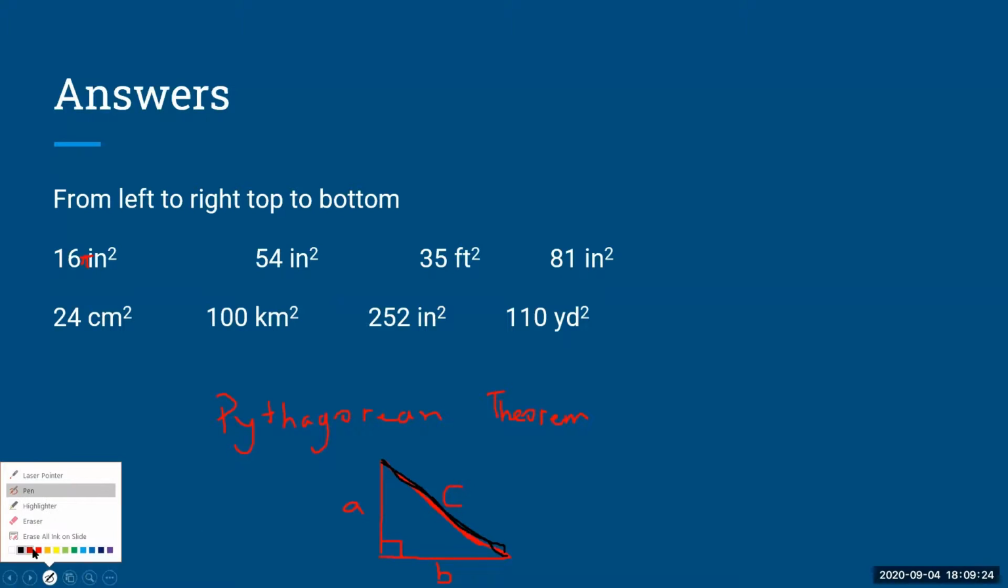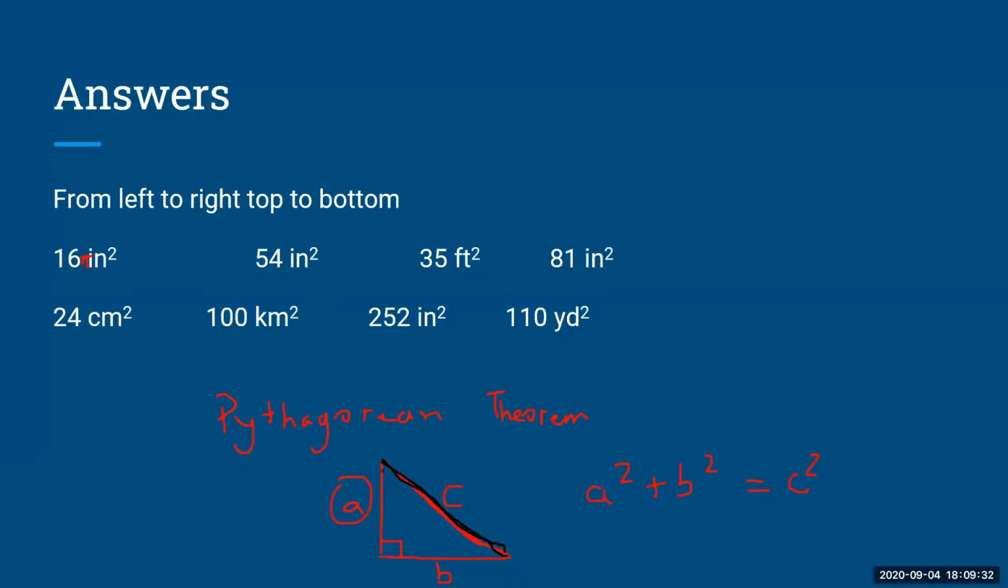So anyways, to the theorem. The Pythagorean theorem says that A squared plus B squared equals C squared. So if I took the square of the side length of one leg, right? And I took the square of the side length of the other leg, it will equal the square of the length of the hypotenuse.